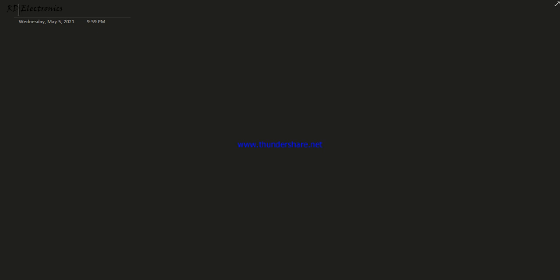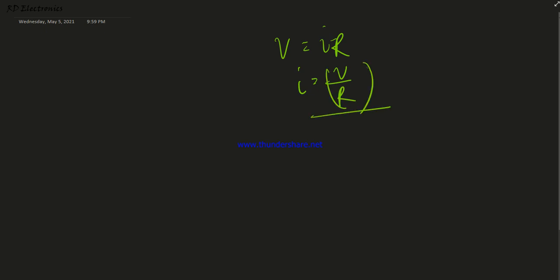This is a basic property of Ohm's law, because you already know that V equals IR, so basically I equals V by R. This is very fundamental. If we increase the value of resistance, then the current decreases, and vice versa. If the resistance value decreases, then the current increases. This is the basic property of any electrical or electronic circuit.